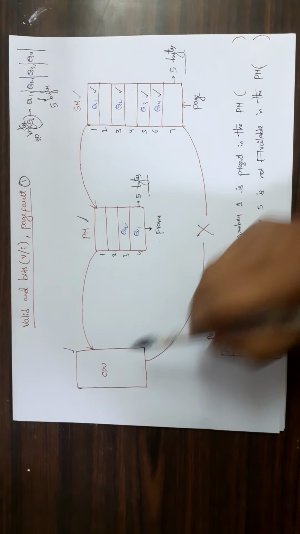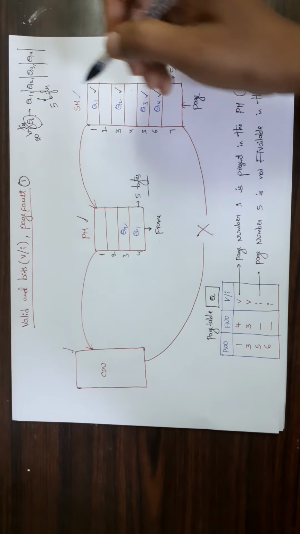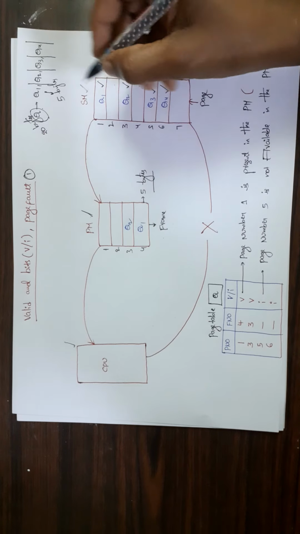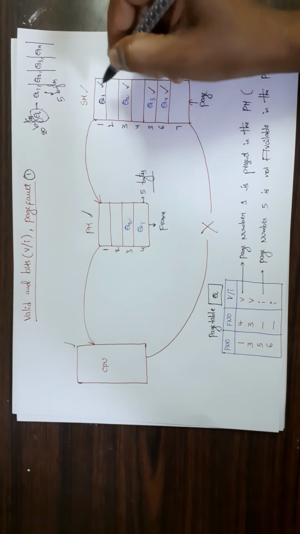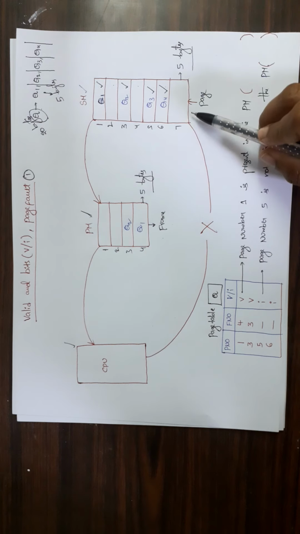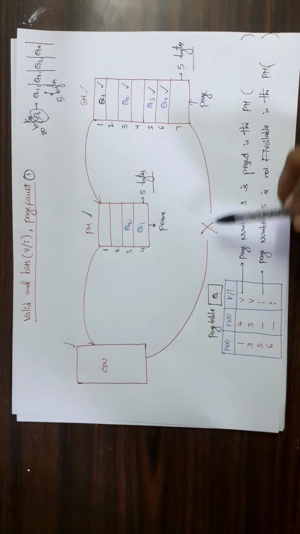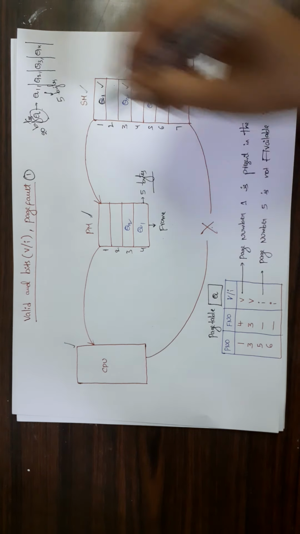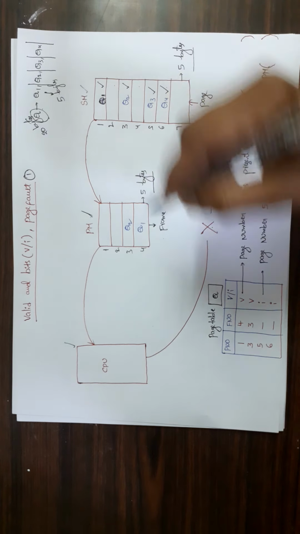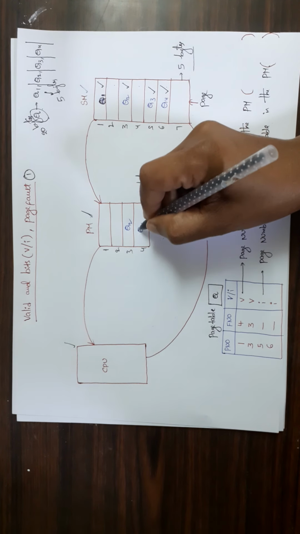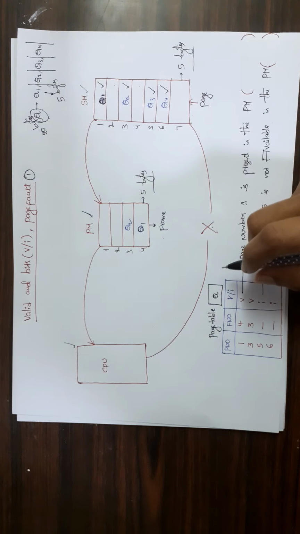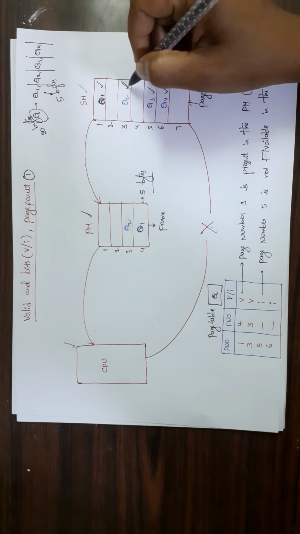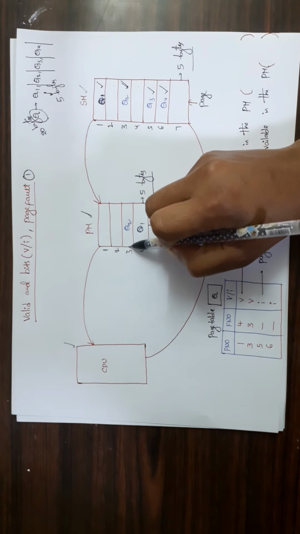Now CPU wants to execute process Q. Okay. CPU requested for Q1 first. But CPU cannot access the data from the secondary memory directly. So that page should be brought from secondary memory to the primary memory. So Q1 page is loaded into the primary memory. So now Q1 is stored at frame number 4. Again CPU wants to execute Q2. So Q2 should be loaded from secondary memory to the primary memory.